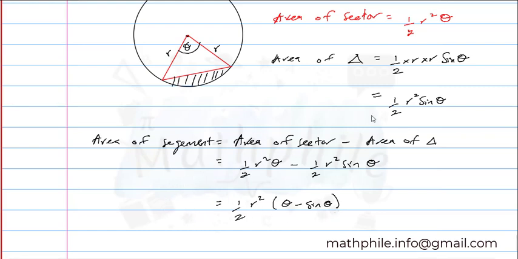So area of a segment is equal to half r squared, theta minus sine theta. Half r squared, theta minus sine theta. Area of segment.